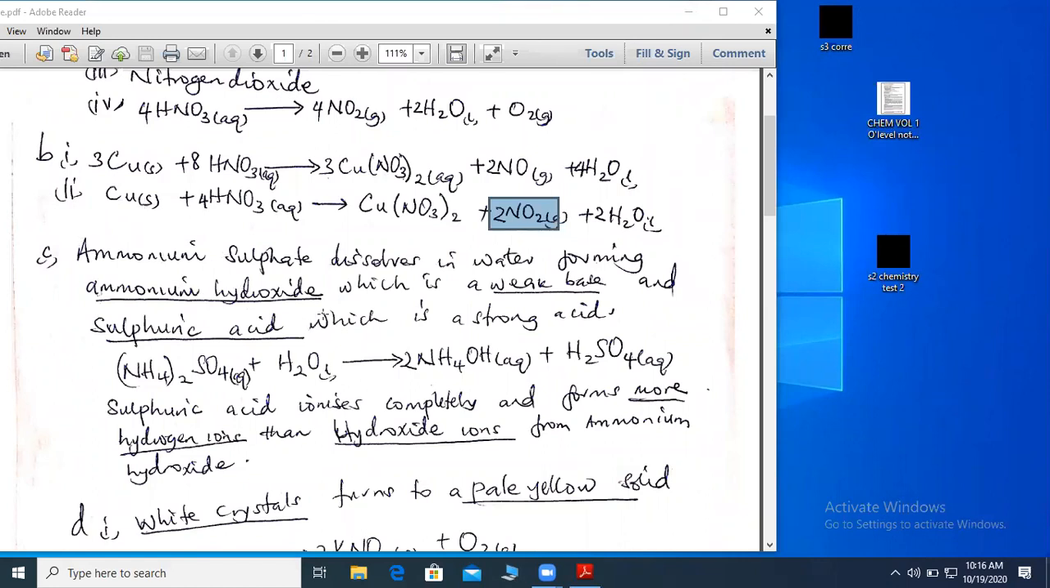So how should you have explained that? Ammonium sulfate dissolves in water, forming ammonium hydroxide, which is a weak base, and sulfuric acid, which is a strong acid. Then you write the equation. This equation is 1.5 marks. Ammonium sulfate plus water. The products are ammonium hydroxide plus sulfuric acid. Then you balance by putting a 2 on ammonium to balance nitrogen.